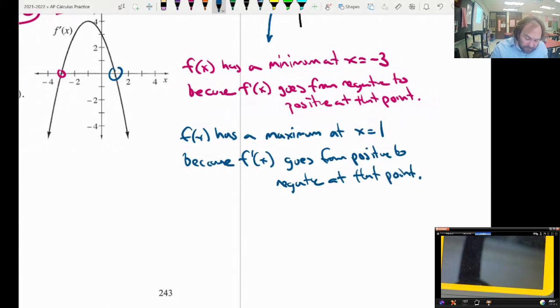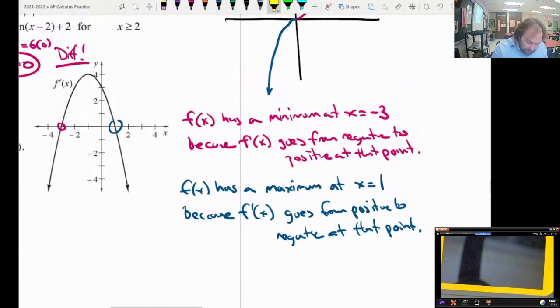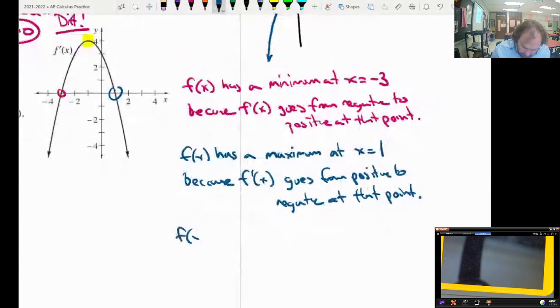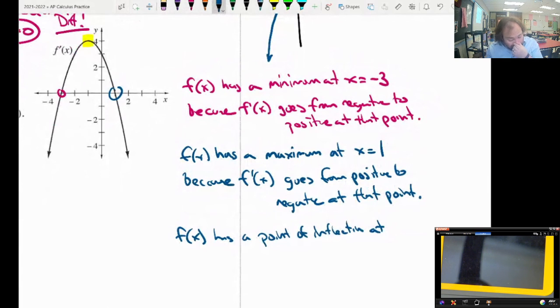And finally, the point of inflection, which is going to happen right up here. That's going to happen at x equals -1. f of x has a point of inflection at x equals -1 because f prime of x, here's an interesting way to write this, changes from increasing to decreasing.